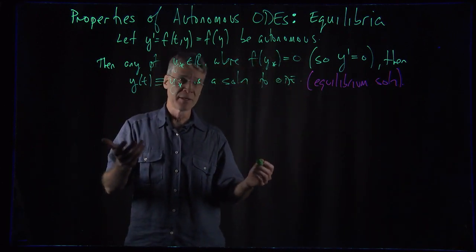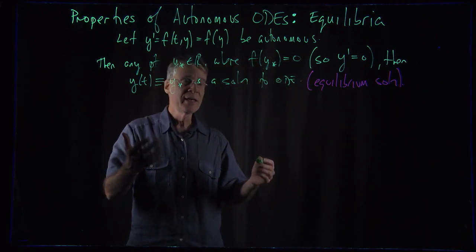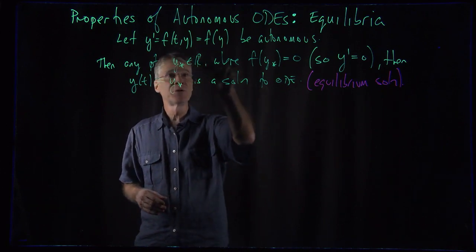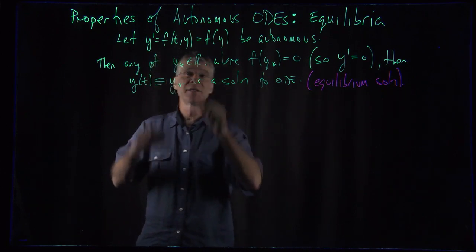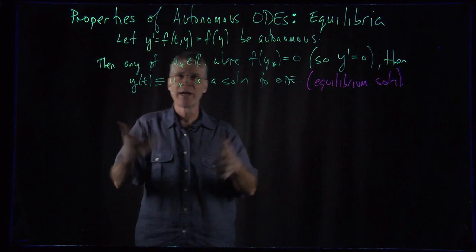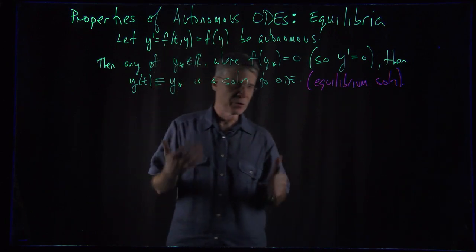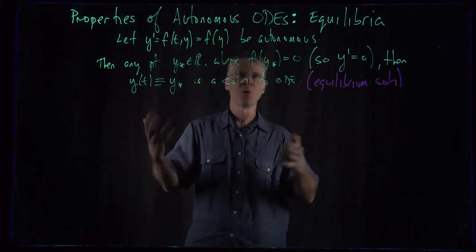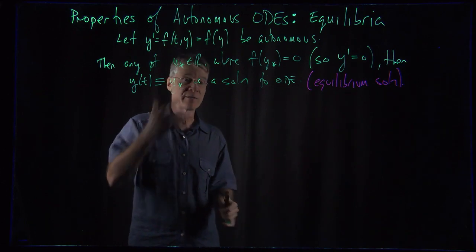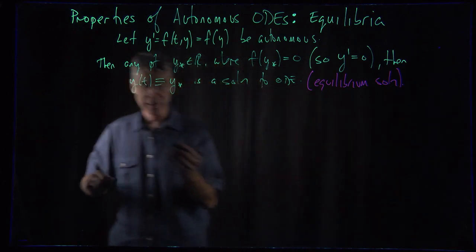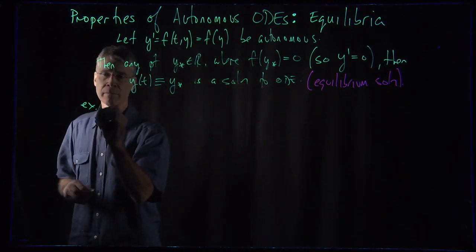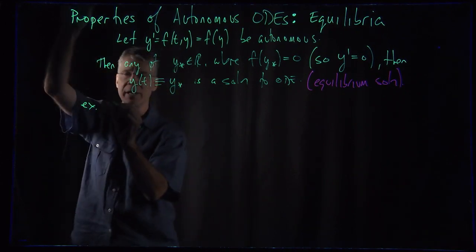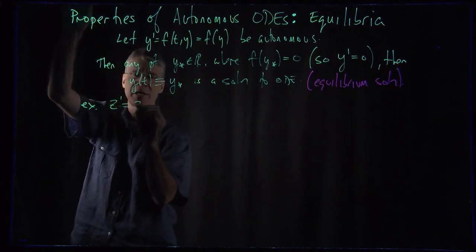And it's particularly easy to find because it reduces the entire problem to finding the zeros of this function f, this right-hand side f. So even if we couldn't solve the differential equation because it was hopelessly complicated, we can at least find the equilibria. So let's look at an example, just to play around with a particular one.